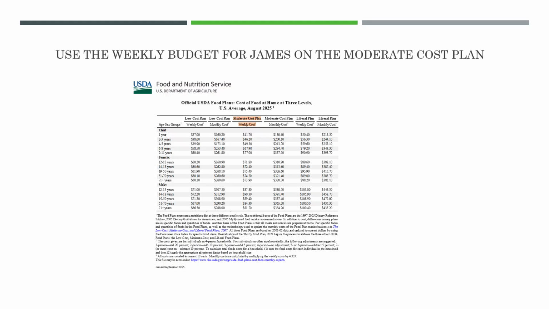This is the weekly budget. This is from the USDA and the Food Nutrition Services. This is where you will find the cost of food plans. And as I said, we are using the moderate cost. So you will determine, based on his gender and his age and his family size, which is single, his budget for the week.